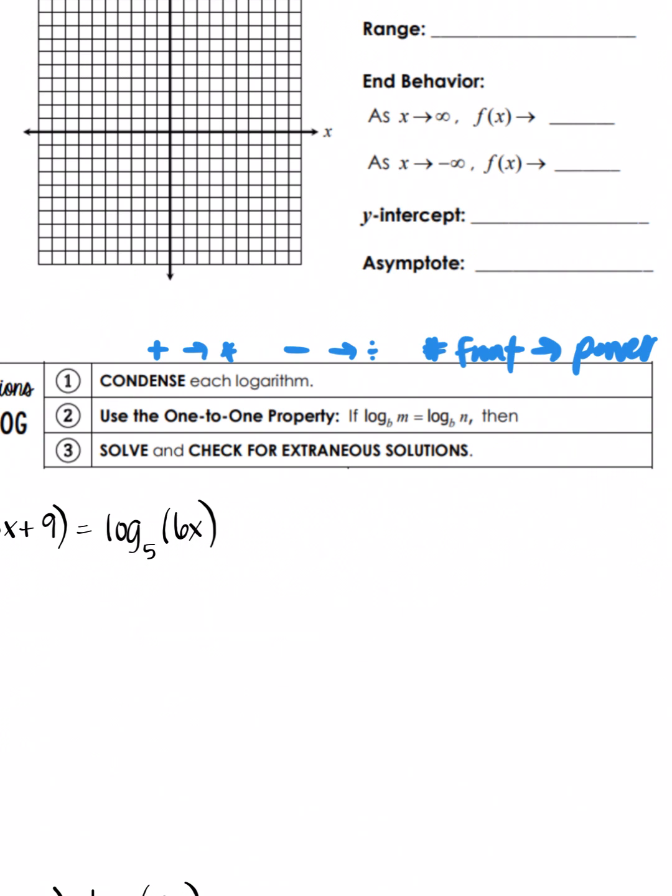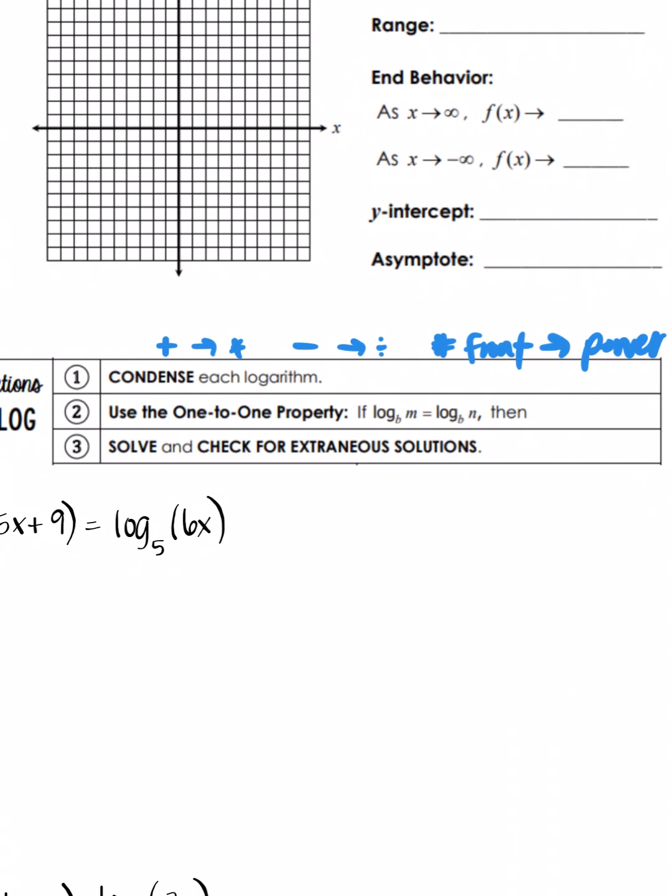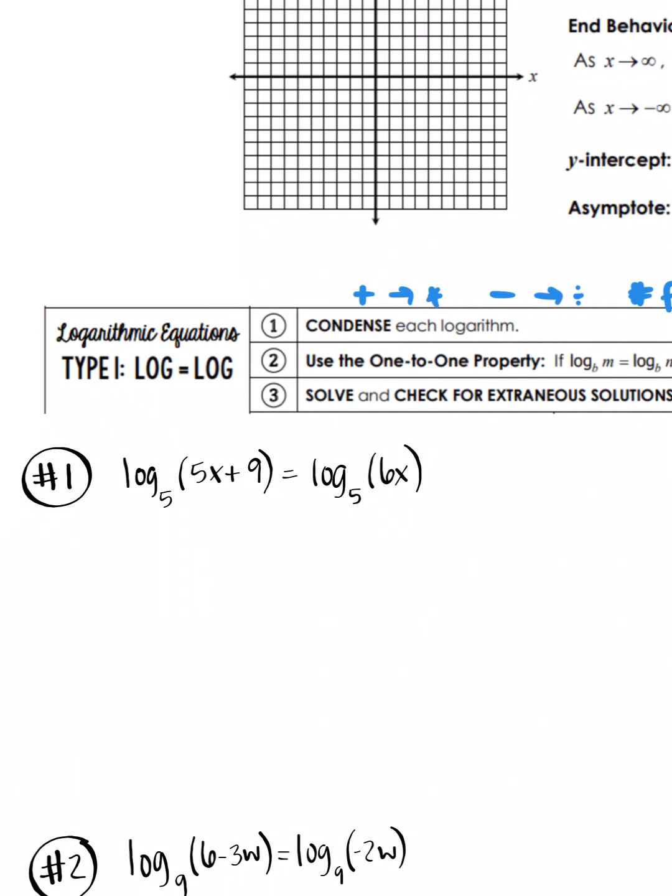Okay, so let's try a couple of examples. Simplify using the properties of logarithms. Use the one-to-one property to drop the logs. So that really says that we're going to be able to set what's in the logarithms equal to one another. So if we have log base 5 of 5x plus 9 equals log base 5 of 6x, we can essentially drop the logarithms and say 5x plus 9 is equal to 6x. Subtract the 5x on both sides. We can see that x is going to equal 9.